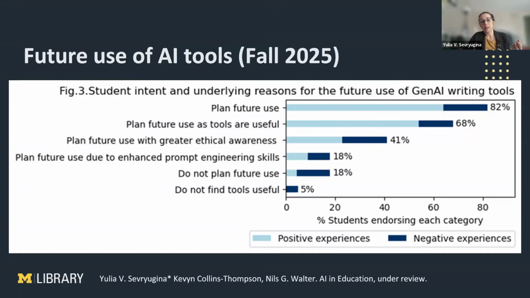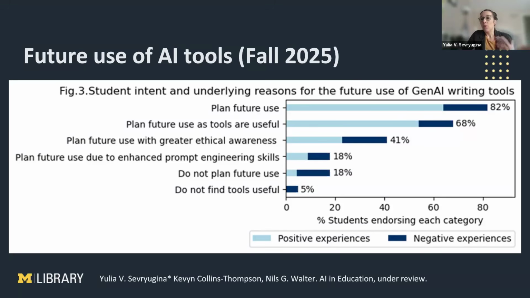Now, this graph is actually from another article that we submitted for review in the journal AI in Education. So hopefully you can read the full details of this article soon. The dark blue indicates students who had a negative experience in the class, and light blue indicates the number of students who had a positive experience in the class. So whether students had positive or negative experiences, they still will be using it in the future. And only 18% of students actually said no, we're not going to use it in the future. The majority of those students had negative experiences.